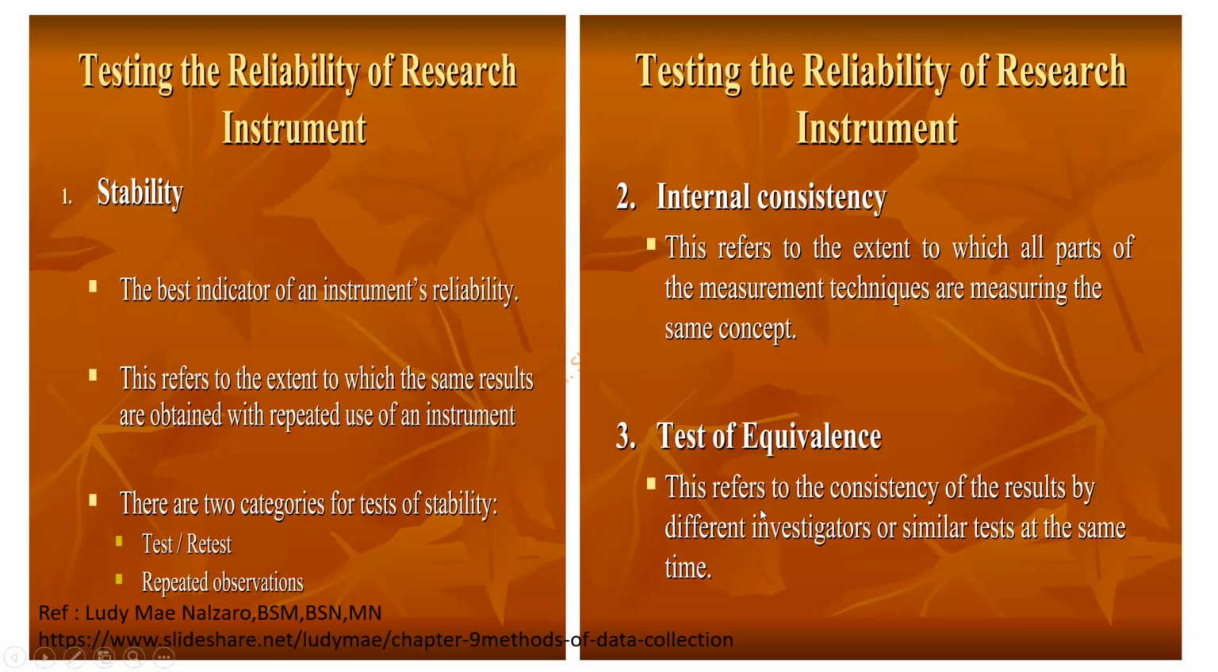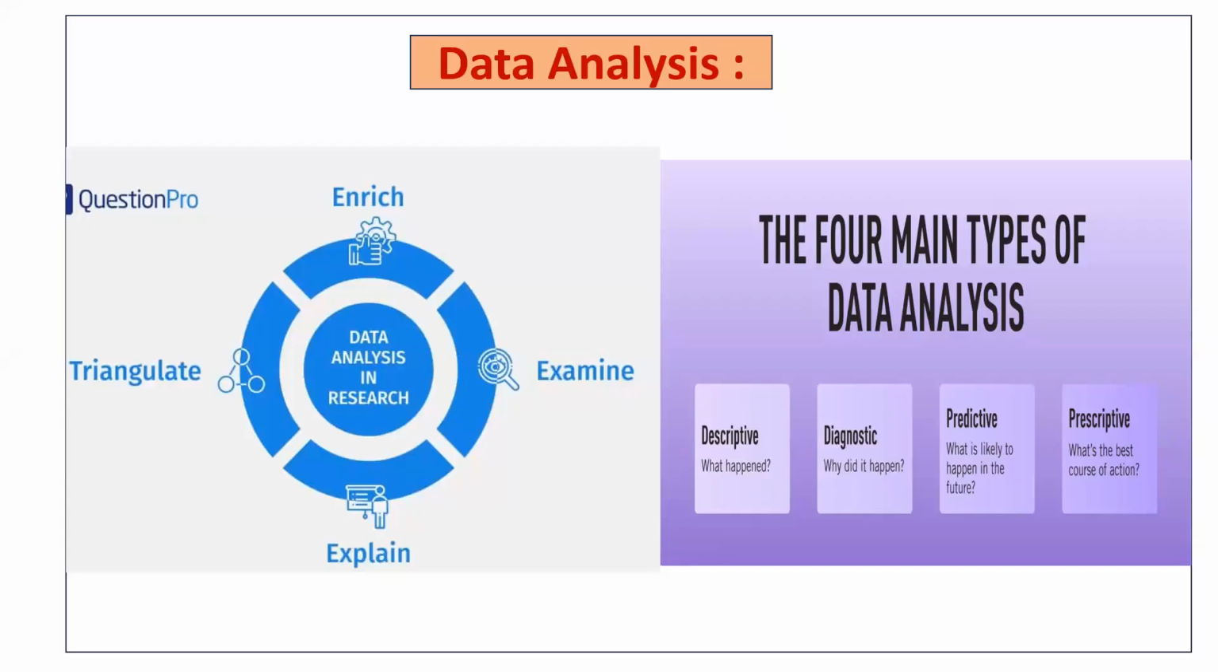Then test of equivalence. This refers to the consistency of the result by different investigators or similar tests at the same time. So you can give this instrument to different individuals, or do similar tests at the same time, and find the reliability for the research instrument.